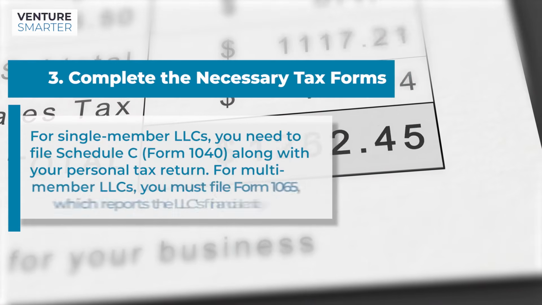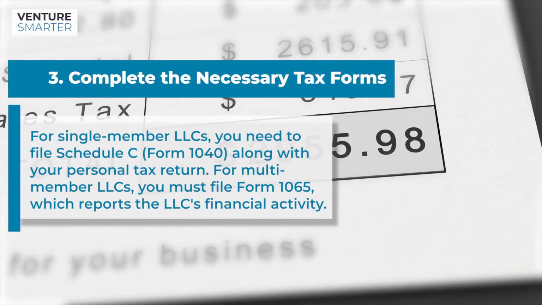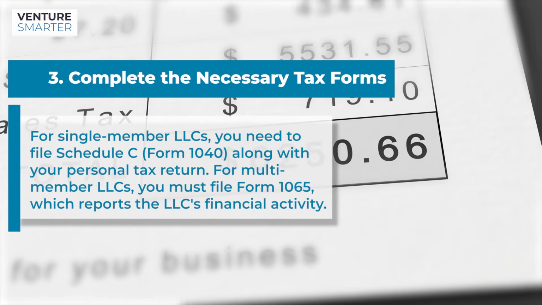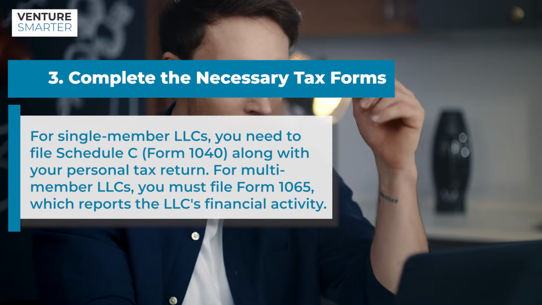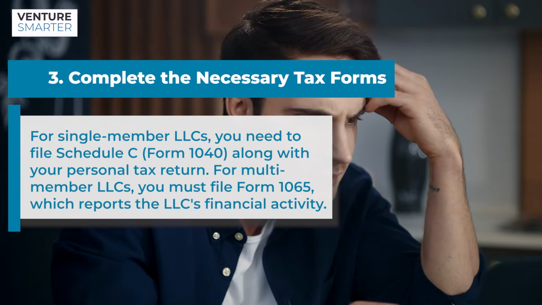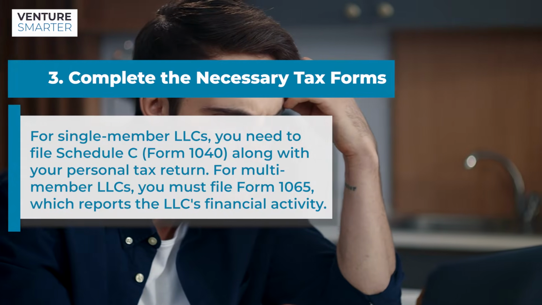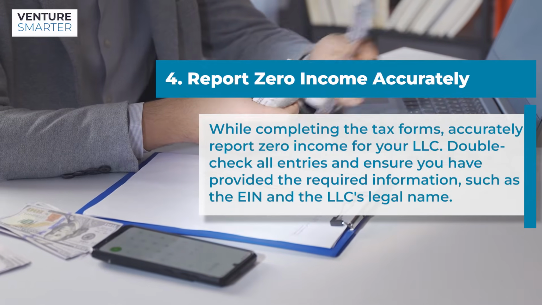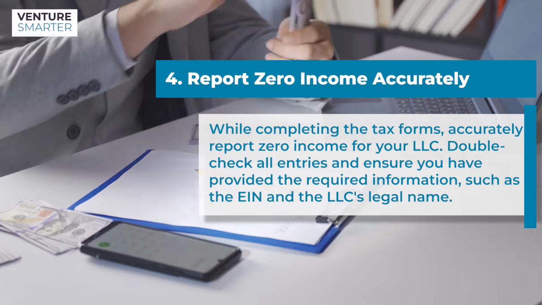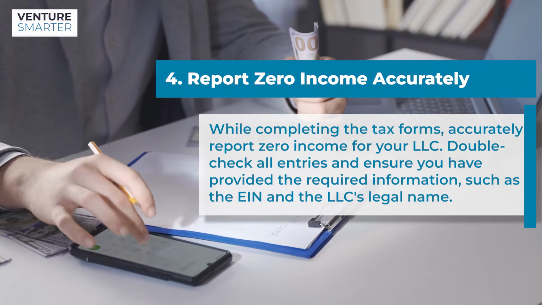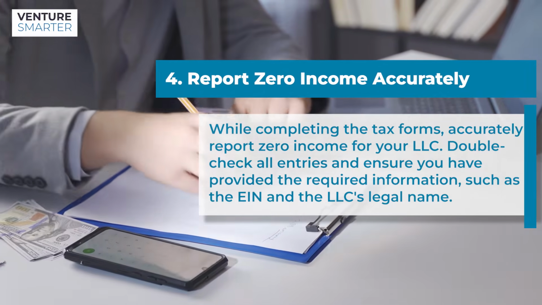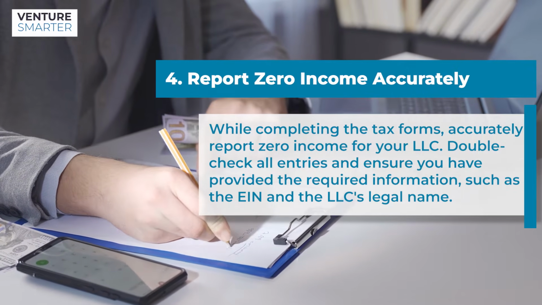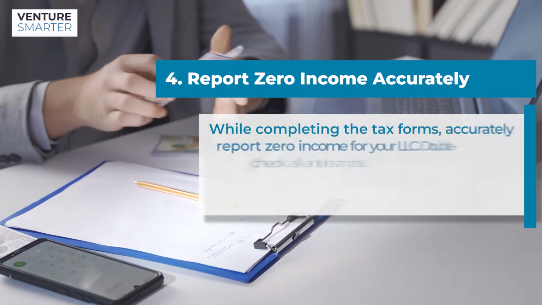3. Complete the necessary tax forms. For single-member LLCs, you need to file Schedule C, Form 1040, along with your personal tax return. For multi-member LLCs, you must file Form 1065, which reports the LLC's financial activity. 4. Report zero income accurately. While completing the tax forms, accurately report zero income for your LLC. Double-check all entries and ensure you have provided the required information, such as the EIN and the LLC's legal name.